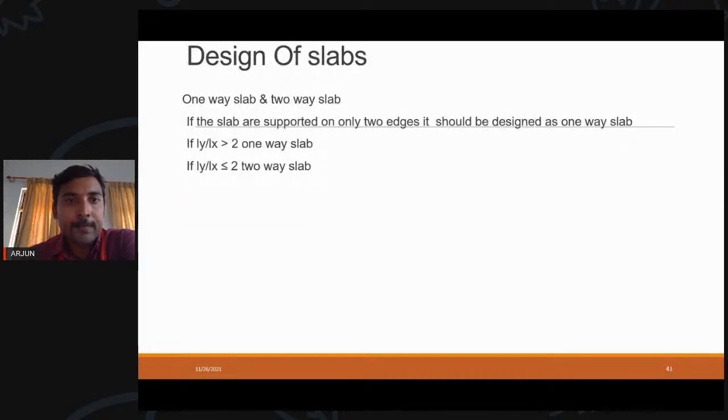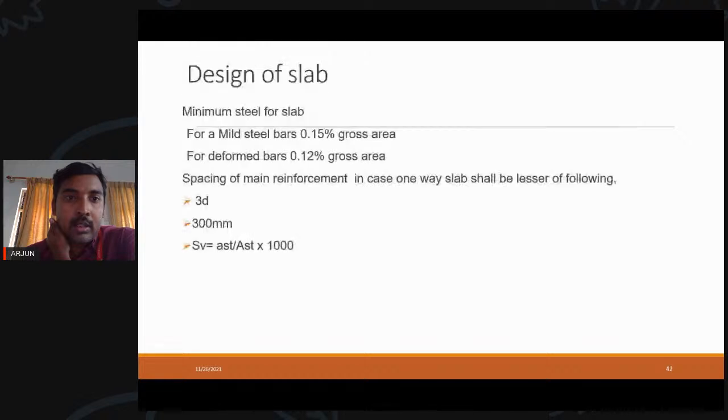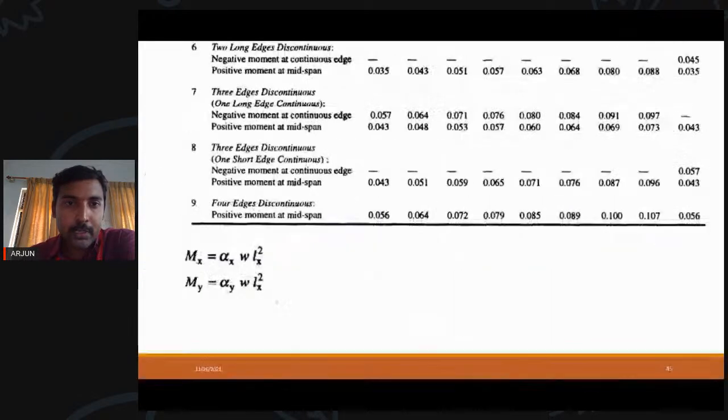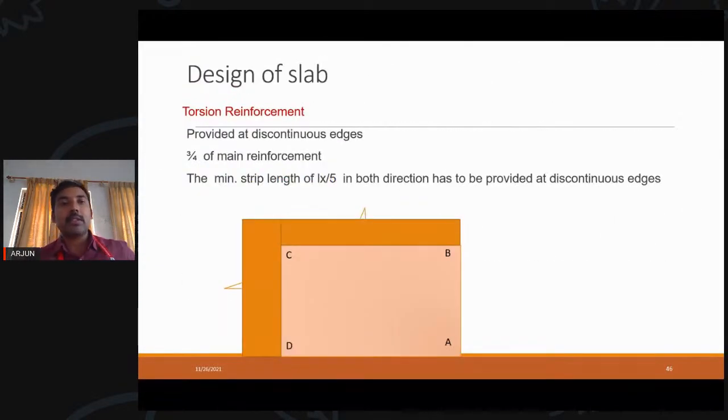We also discussed a few design parameters: the difference between one-way slab and two-way slab, how to provide the reinforcement, and the minimum requirement, such as minimum amount of steel in case of mild steel and HYSD bars. We discussed the maximum spacing allowed for main reinforcement and distribution reinforcement. Along with that, we discussed the torsional provisions in case of slabs, when the slabs are partially or completely restrained against rotation.